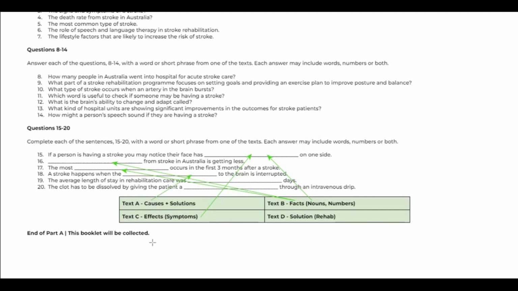All right. Then 19. The average length of stay in rehabilitation care. It must be in this area. And the clot has to be dissolved by giving the patient a drug through an intravenous drip. Solution. Mostly solution. Yeah. Thank you that you really understood this one. Very good. So this is known as our FCES marking.